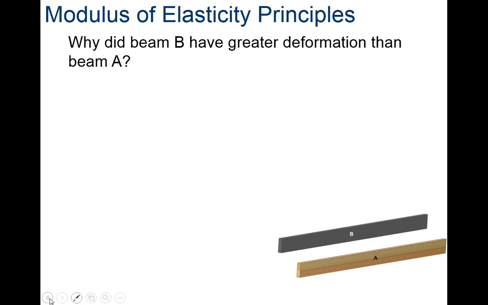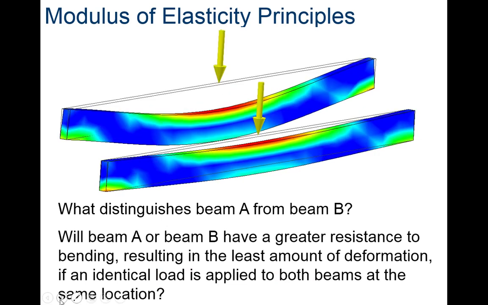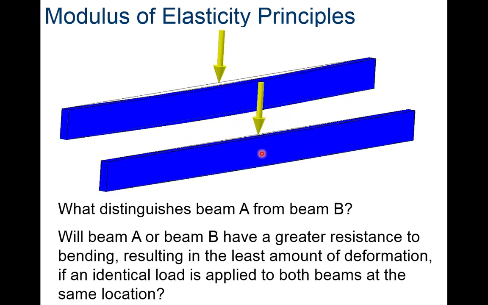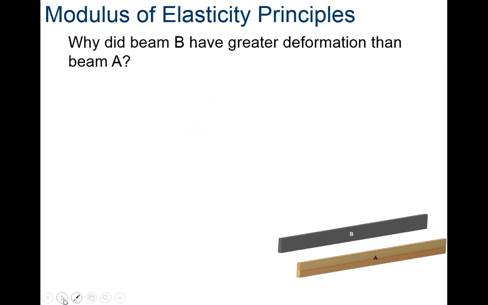And let's move on to, oh, I think I passed it. Let me back up a little bit. Yeah, it says what distinguishes A from B. Will beam A or B have the greater resistance to bending, resulting in the least amount of deformation if an identical load is placed in the same location? So yeah, the composite one in this case is going to deflect way more than the traditional wood one. So not only does it have to do with its orientation, its moment of inertia, but it has to do with its modulus of elasticity, what it is made of.